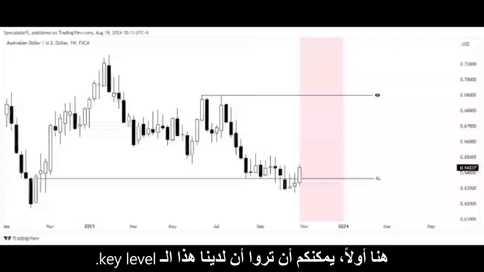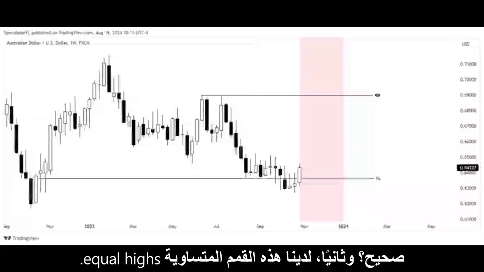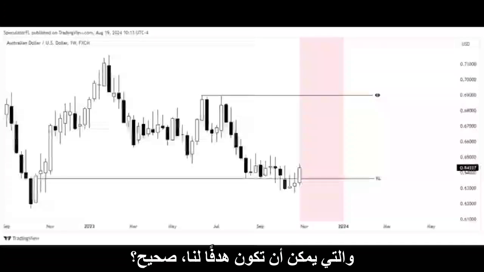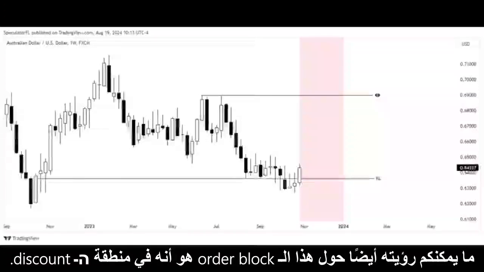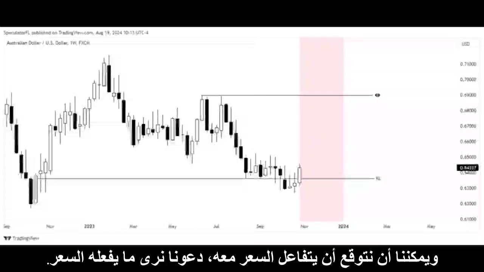Right here, first of all, you can see that we've got this key level in the form of this order block, and second of all, we've got these equal highs which could potentially act as a target for us. What you can also see about this order block is that it's in the discount extreme region of this dealing range. So we can use it to support the bullish trading idea, and we can expect price to react off of it. Let's see what price does.